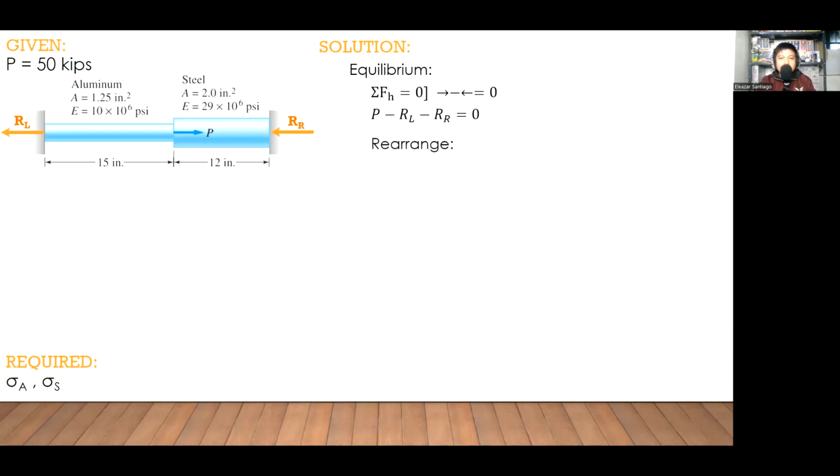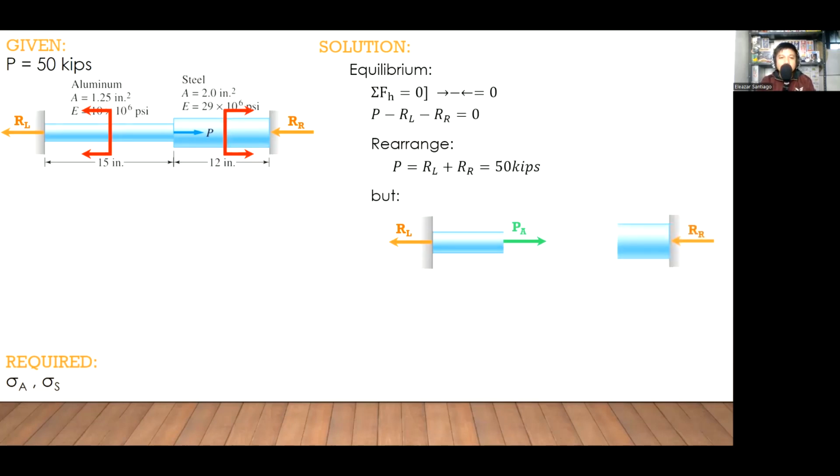If we rearrange our equation, we come up with P equal to R sub L plus R sub R, that is equal to 50 kips. If we cut a section at the aluminum side to expose the internal reaction, we expose our P sub A, or the internal reaction for the aluminum material. On the other hand, if we cut a section through our steel material, we can expose as well the internal reaction under the steel material.